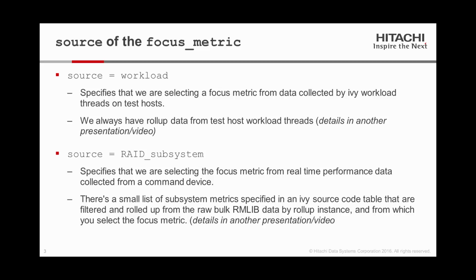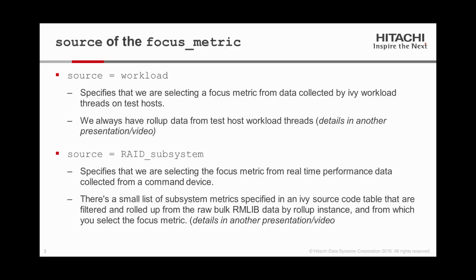The source of the focus metric can either be from host workload data, that is to say, data that's sent by the IV workload threads on the test hosts, and we always have that data. Or you can say source equals RAID subsystem, and this means that we're going to be selecting the focus metric from real-time performance data collected from a command device.